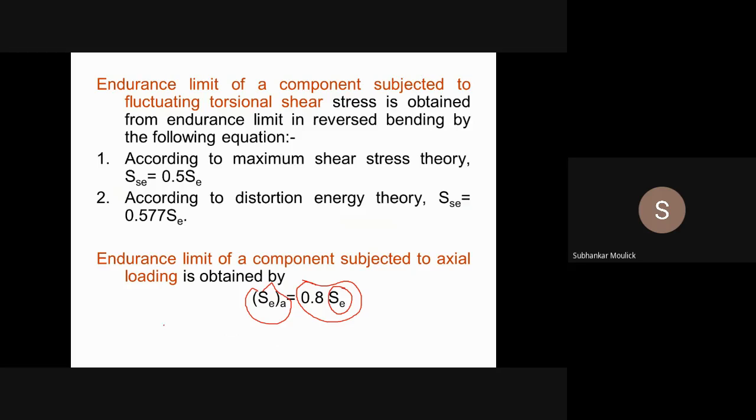We know that SE is equal to Ka, Kb, Kc, Kd times Se dash. So by those concepts, first we will find out the value of SE, then we will multiply SE with 0.8 to get the axial endurance limit when any component is failing due to axial load in fatigue. Is it okay?